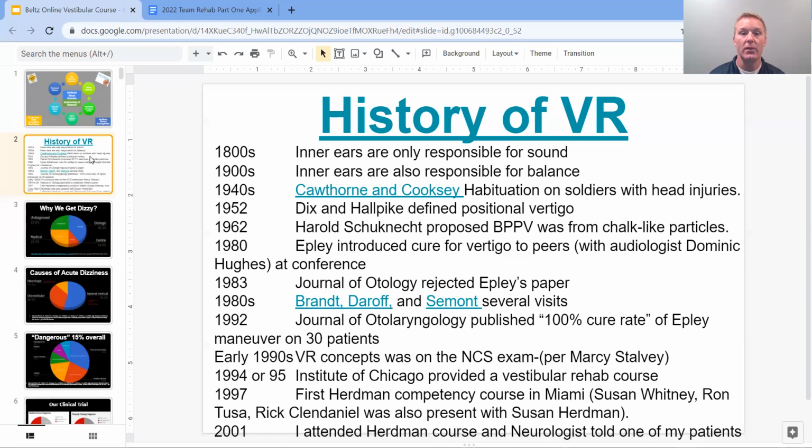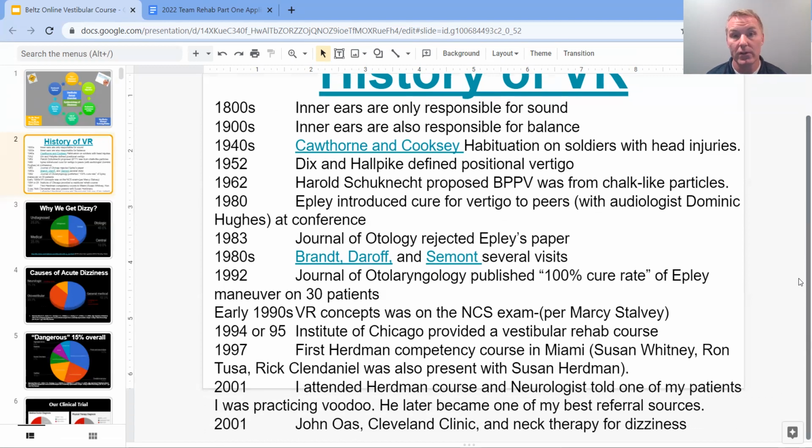It took time for it to catch on, and it really wasn't until the end of the 1990s to the early 2000s when vestibular rehabilitation first began being practiced. And I remember it was also 2001 when a neuro-otologist, Dr. John Ose, from the Cleveland Clinic, would send me patients for them to receive therapy on their necks for dizziness. So cervicogenic dizziness was very controversial back in the day. And he kind of was a pioneer in using neck therapy to help patients who were dizzy.